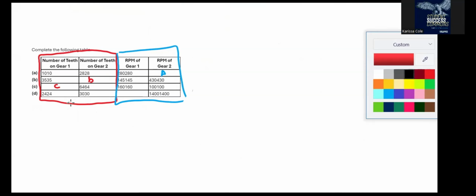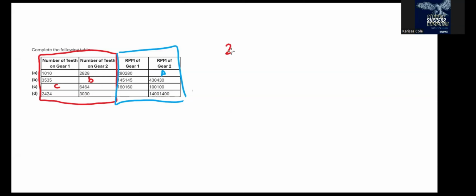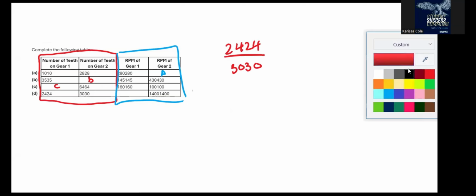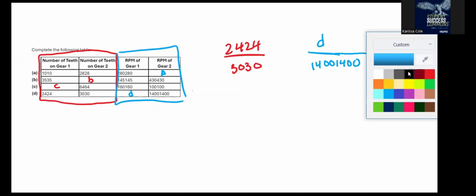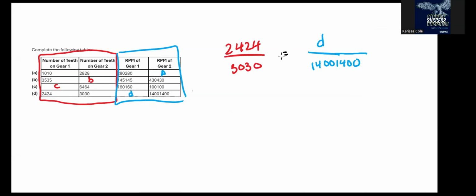All right, so last one, D. So numbers in the red box. 2,424 divided by 3,030. Okay. Numbers in the second box. Well, there's one missing here, so I'll just use a D. I'll use that in place. And then, oh goody, here's a big number. 1,400. You think someone just randomly picked numbers for this? I kind of wonder sometimes.